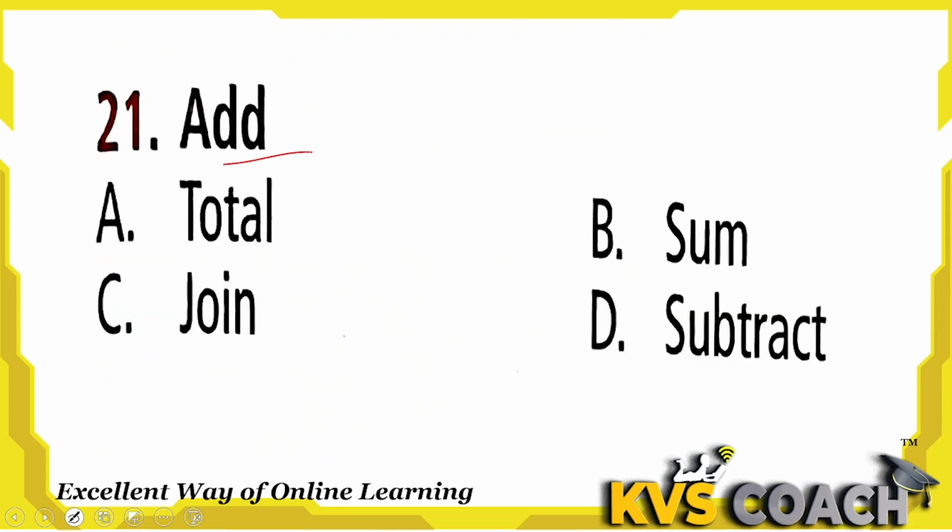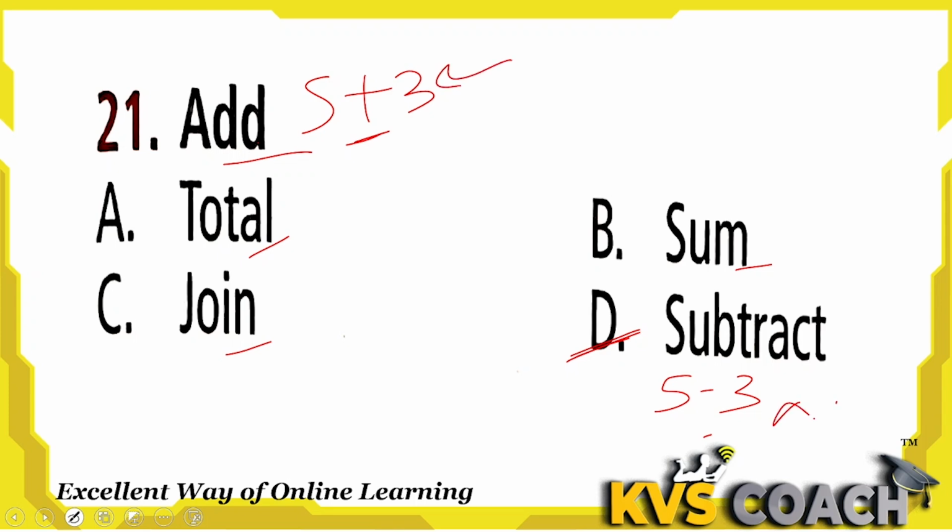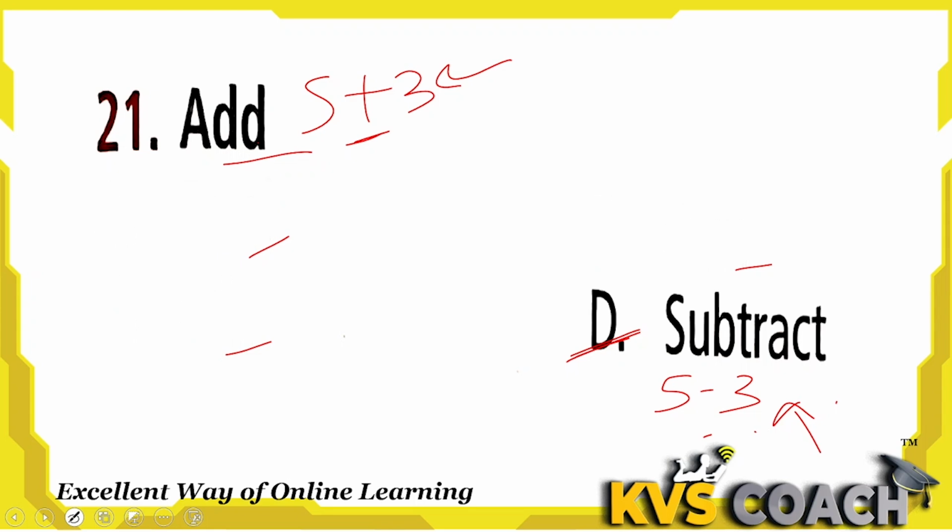Next question is add. Add means when we add 2 or 3 things, or when we merge 2 or 3 things, that is called add. Sum is also add. Total is also addition. Join means joining something, that is also add. So opposite of add is subtract. Subtract means to remove something from something, like 5 minus 3 is subtract, but 5 plus 3 is add. So plus and minus, addition or subtraction, are opposite to each other. Here we are adding something and here we are removing something. So subtract is the opposite of add. Option D is the right answer here.